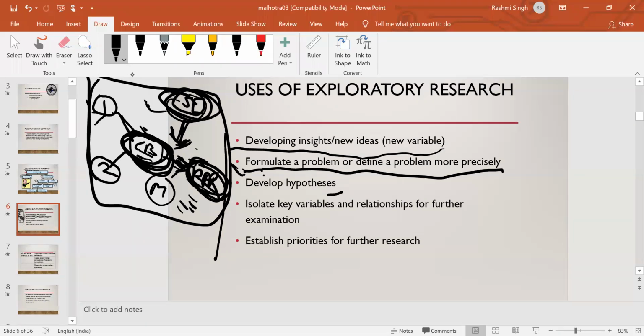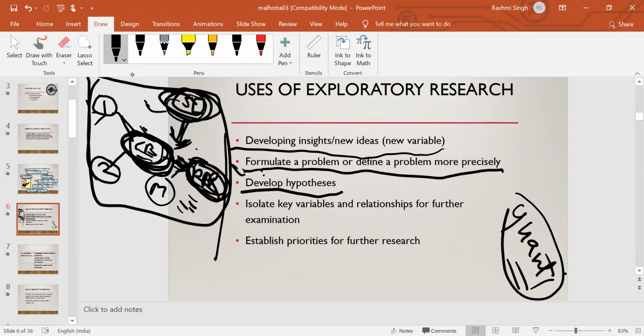Then, to develop hypotheses. See, in exploratory research, you will never perform quantitative analysis. You will perform some qualitative analysis, but you will never perform quantitative. Exploratory research is generally qualitative in nature. Suppose you want to explore that particular Jatni area or Sundarpada area. So what will you do? You will take some interviews.